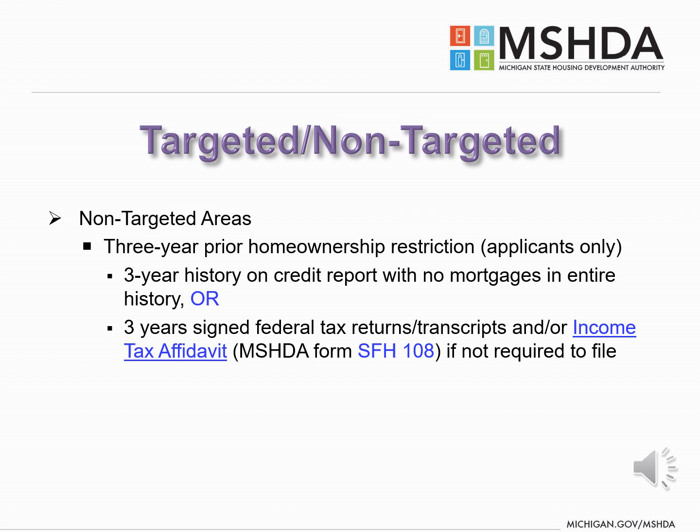MSHDA will require at least a 3-year history on the credit report with no mortgages showing in the entire history, or MSHDA will require 3-year signed federal tax returns or transcripts showing no mortgage interest deduction taken. If the applicant did not file a tax return, they will be required to complete an SFH 108 income tax affidavit for the year or years they did not file.